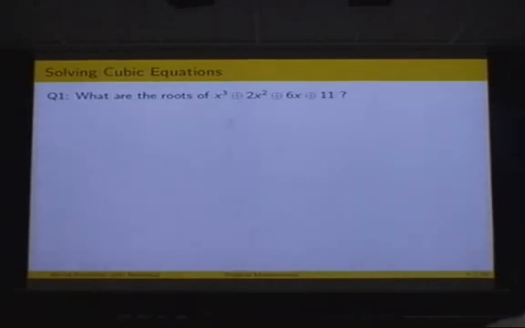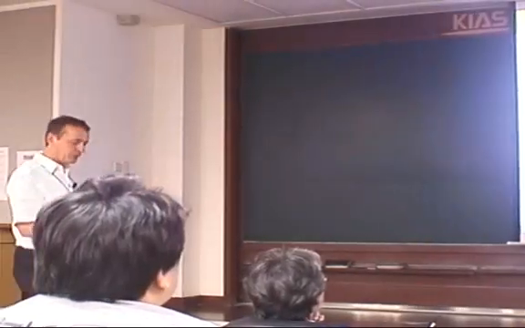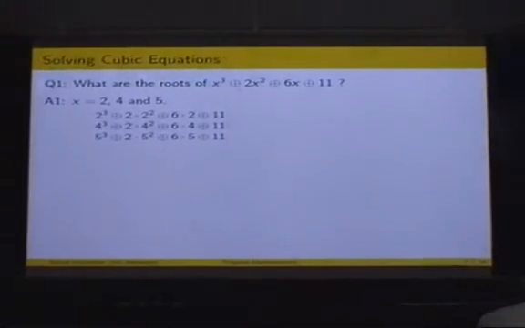Let me give you a hint. The constant term of a polynomial is the product of the roots. 2, right? So 2 times 4 times 5 is 11, so we found all the roots. Thank you for your participation. So the answer is x is 2, 4, and 5. And you check it, right?